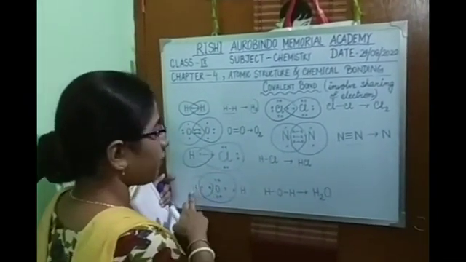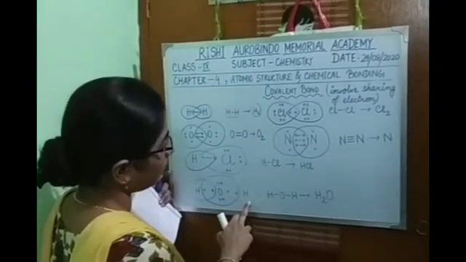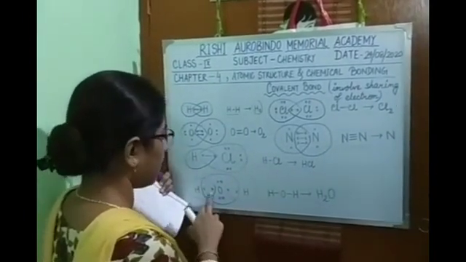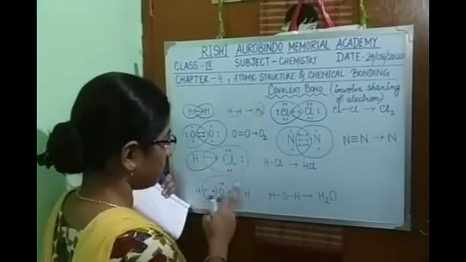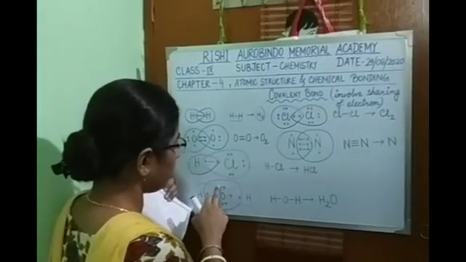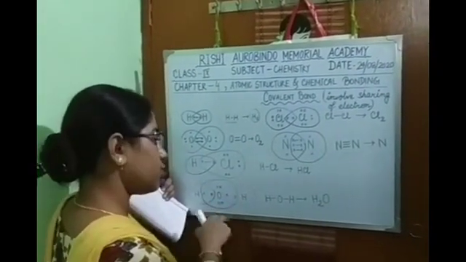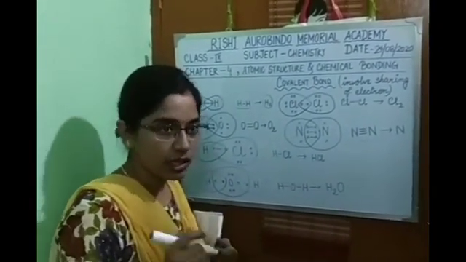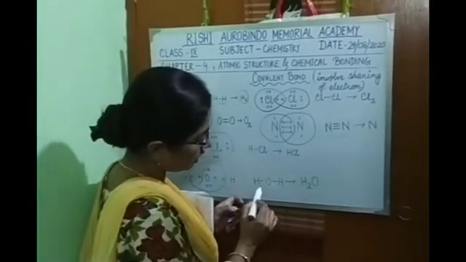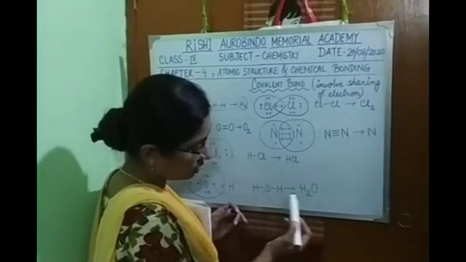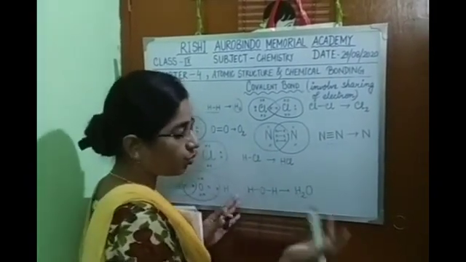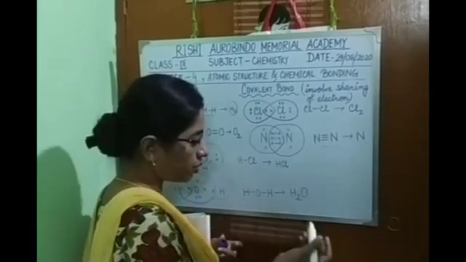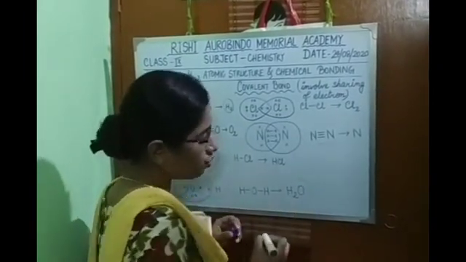Oxygen is sharing 1 electron from this hydrogen and another electron from this hydrogen. So now the number of electrons in the case of oxygen is 1, 2, 3, 4, 5, 6, 7, 8. So all 3 of them have a stable electronic configuration. Oxygen has a single bond on both sides with both hydrogens, and H2O forms.